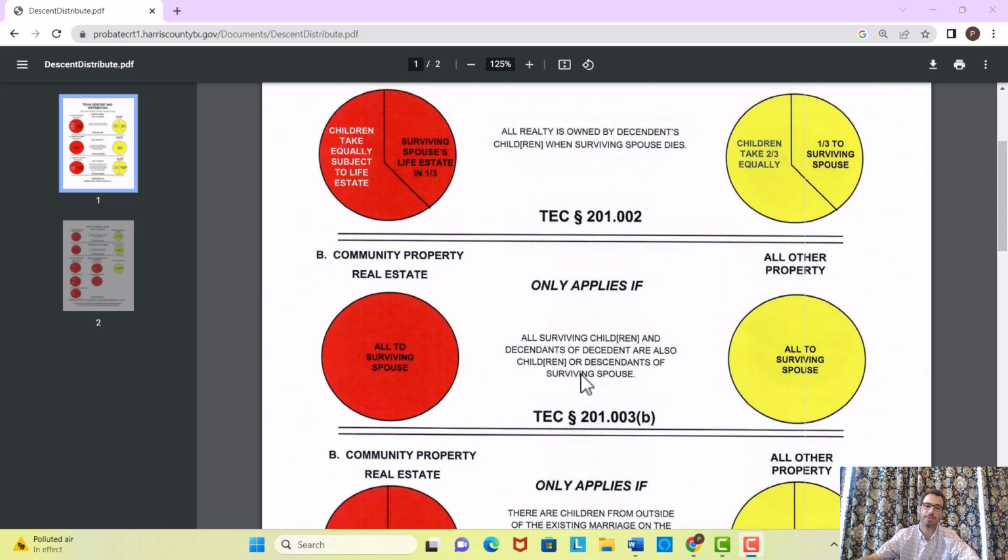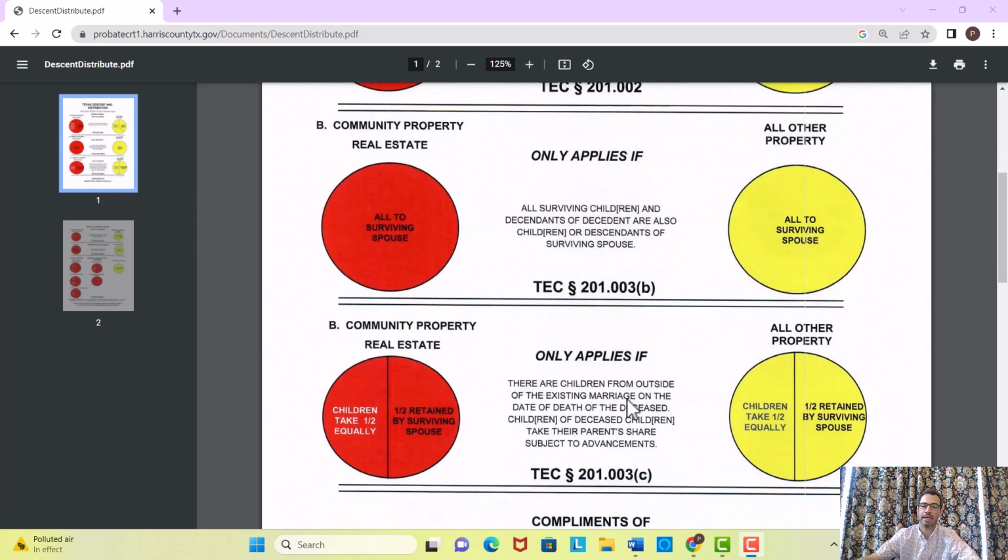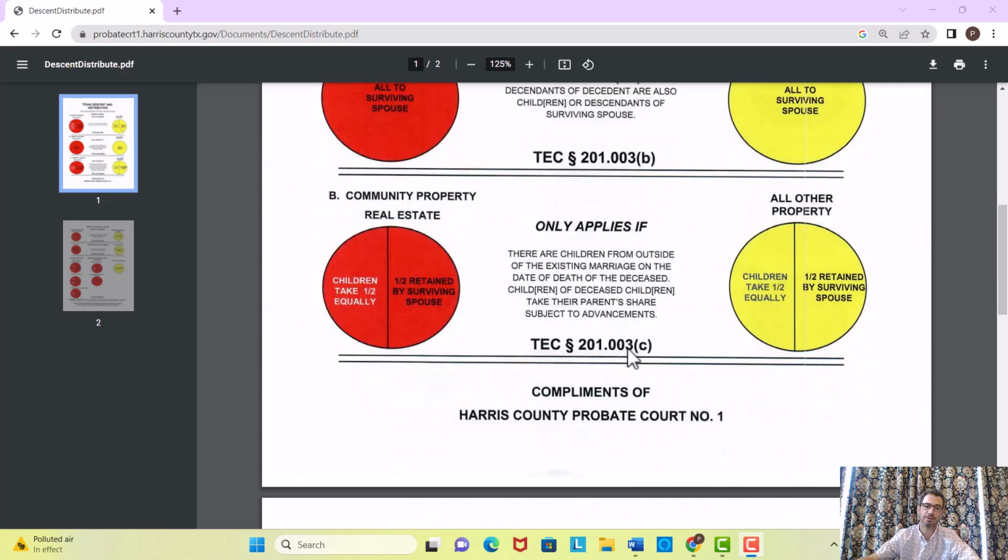So all children, husband died, for example, with children all from the surviving spouse, in both community property and all other property, I mean, in real estate and all other personal property. For all the community property, the surviving spouse is going to take everything. And this is our non-nuclear family option here in Texas Estates Code 201.003(c).